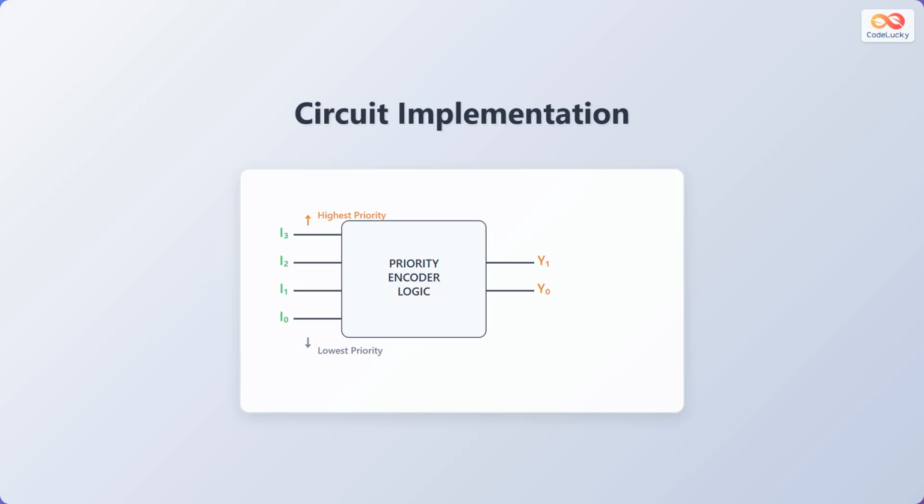A circuit diagram is shown here which has 4 inputs: i3, i2, i1, and i0. The priority encoder logic block is in the middle of the diagram, and there are 2 outputs, y1 and y0. The input i3 has the highest priority and the input i0 has the lowest priority.